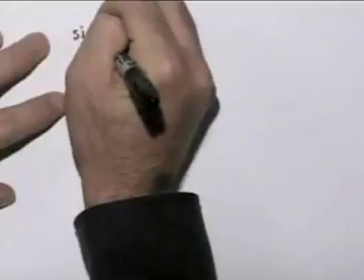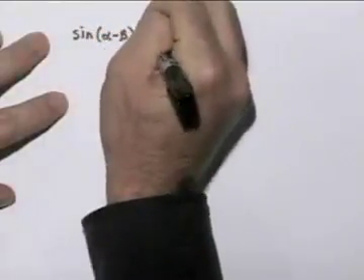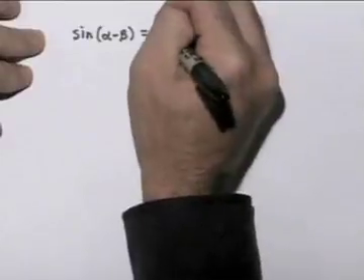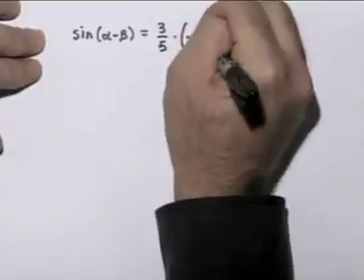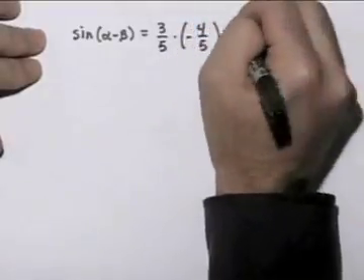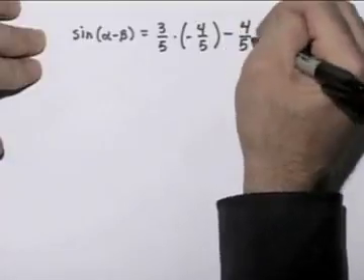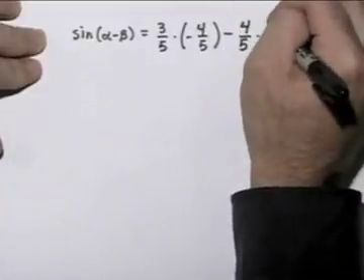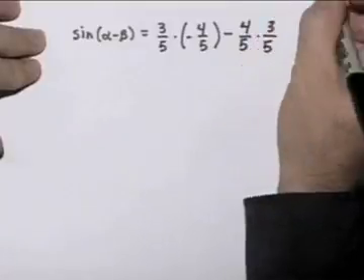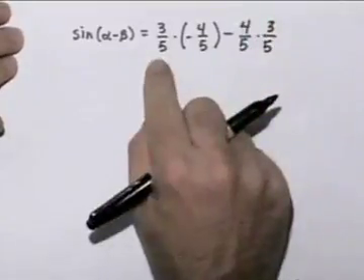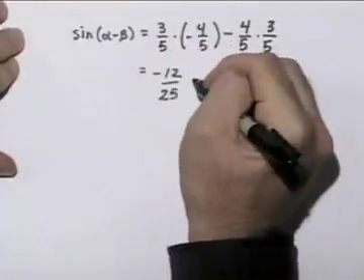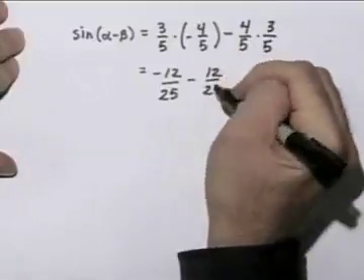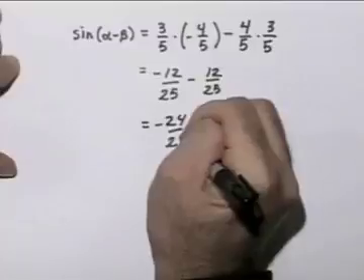So we have, again, sine of alpha minus beta is going to equal the sine of alpha, which is 3/5, times the cosine of beta, -4/5, minus the cosine of alpha, 4/5, times the sine of beta, 3/5. So now we're going to work this all out, and we get -12/25 minus 12/25 is -24/25.